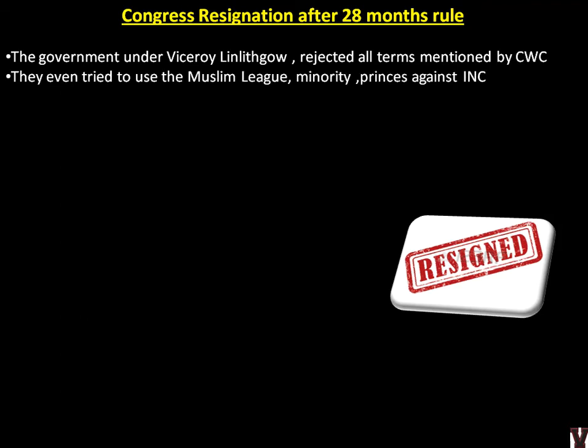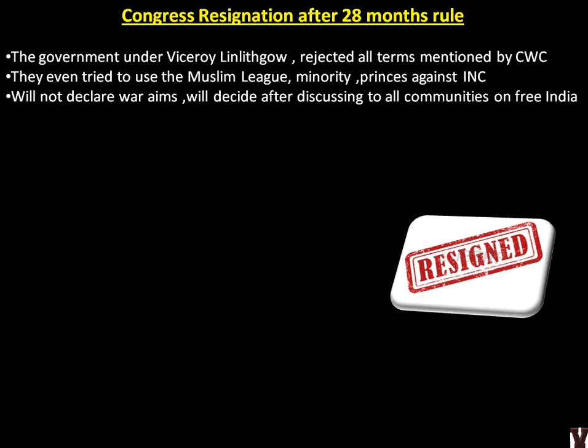They even tried to use the Muslim League and minority princes against the INC. So they not only rejected it but also used people against them because they wanted to weaken the body. They said they would not declare war aims and would decide after discussing with all communities of free India. Just to escape from the demands, they said that a small body like the INC cannot just make demands like this. Every community should be involved, like the scheduled castes or the Muslims, all communities and even the princes from the princely states.